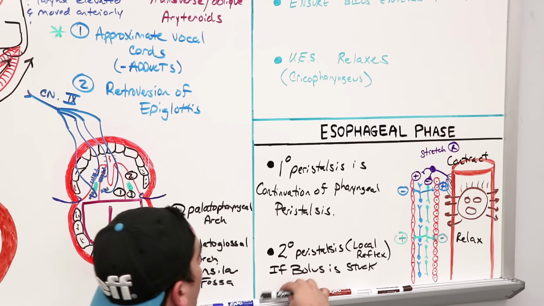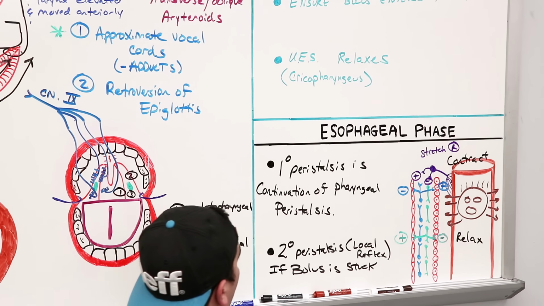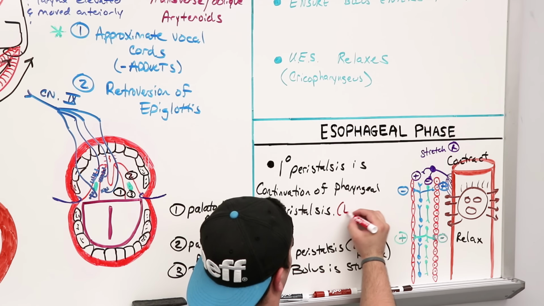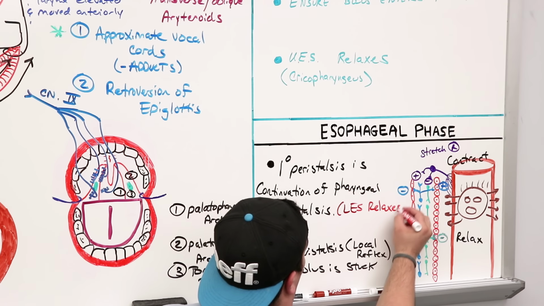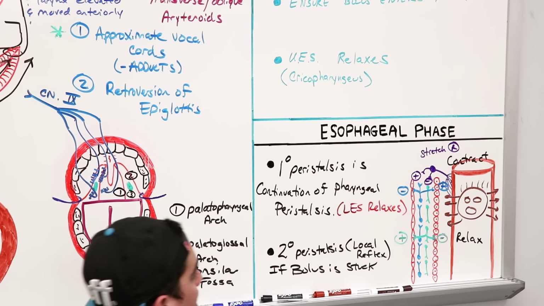And then also remember, a part of this primary peristalsis, I'm going to put it in kind of like a red here so we understand, is the lower esophageal sphincter relaxes as a result of this primary peristalsis.